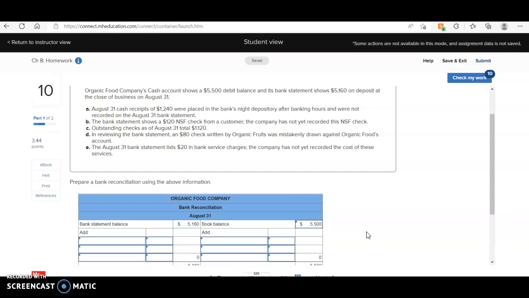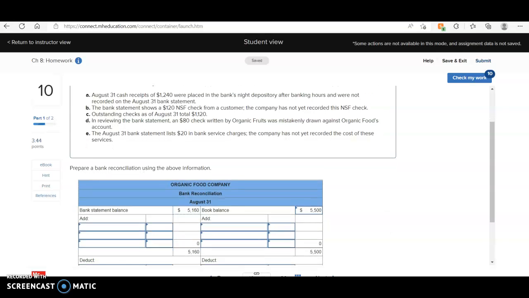And they give us 5 different transactions here that we need to reconcile. The first one, it says August 31st, cash receipts of $1,240 were placed in the bank's night depository after banking hours and were not recorded on the August 31 bank statement. The bank statement shows a $120 NSF check from a customer. The company has not yet recorded the NSF check. C says outstanding checks of August 31 total $1,120. D, in reviewing the bank statement, an $80 check written by Organic Fruits was mistakenly drawn on Organic Foods account. And then E, the August 31 bank statement lists $20 in bank service charges. The company has not yet recorded the cost of these services.